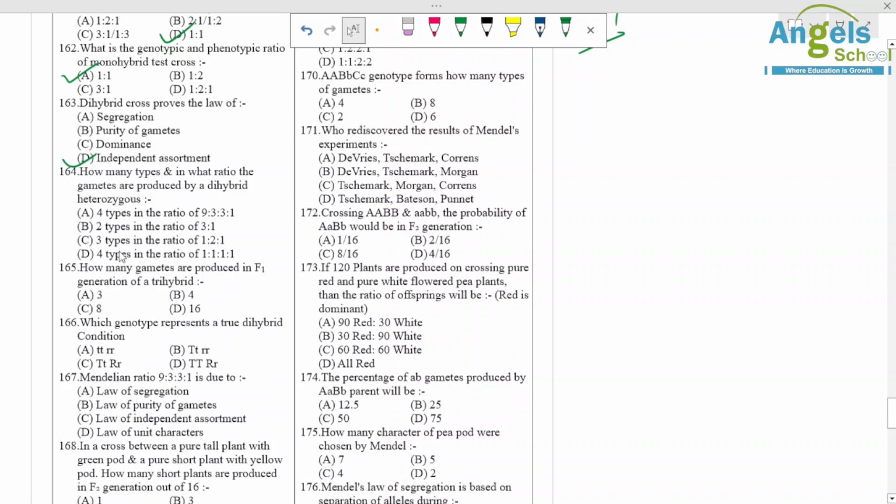How many types, and in what ratio, are the gametes produced by dihybrid heterozygous? Okay, so in dihybrid heterozygous we can produce four types of gametes on the equation of 2 raised to n, and the gametes are equal in number, so 1:1:1:1, so option D is correct in this case. How many gametes are produced in F1 generation of trihybrid? So again the equation is 2 raised to n, so a total of 8 gametes can be produced.